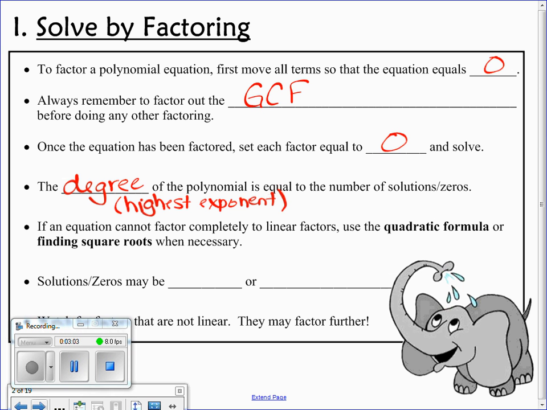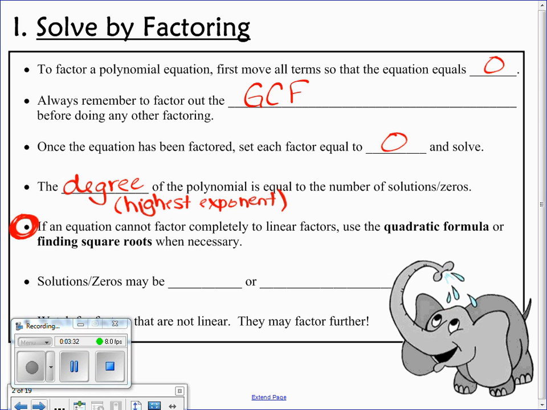If an equation cannot factor completely to linear factors, you'll have to use the quadratic formula or finding square roots when necessary. You could use completing the square, but that's usually not somebody's go-to. So this right here is very new to us. If I'm factoring and it gets down to an x squared and I can't factor it any further, you're going to have to go back to one of your other methods from chapter 4.